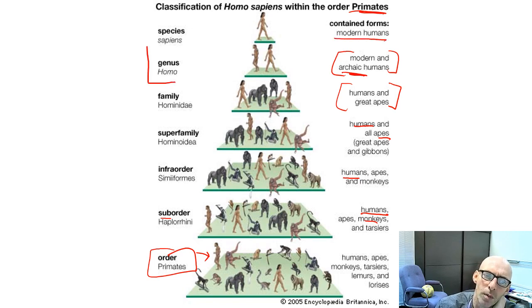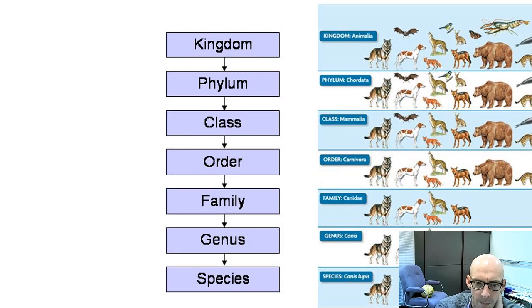And it's called binomial naming. We are known as Homo sapiens. And that tells us what genus we belong to, which is Homo, and what species, sapiens. So you are a Homo sapien. There's a couple of other examples.